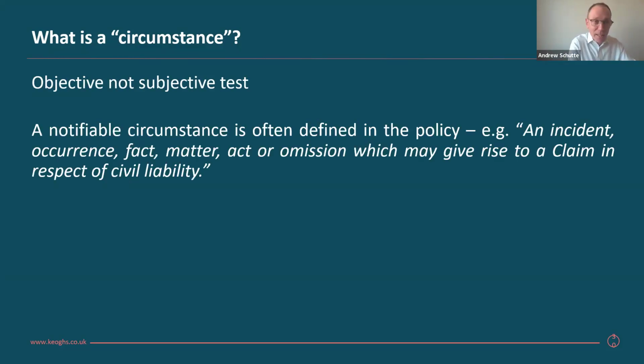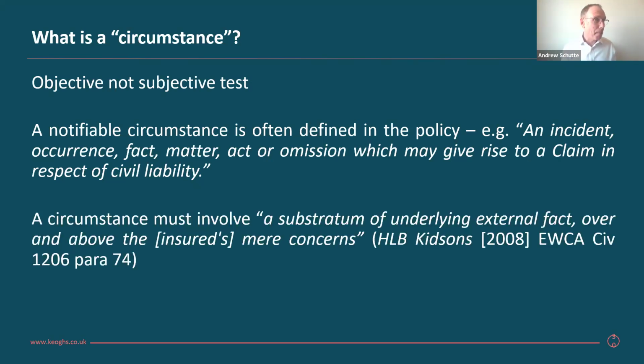And it's normally defined in the policy as a circumstance, in this case a thing that happened that may give rise to a claim in respect of civil liability, in other words, for damages. So that's what we're looking at, something that may give rise to a claim under that wording. Now, we know from HLB Kidsons that a circumstance can't just be a mere concern. Oh, I think I might have done something that wasn't great today. I'm worried. Maybe my client could sue me. This is not me, by the way, I'm just playing a role. No client would ever sue me, I'm sure. But there's got to be more than a mere concern, is the point that I'm making.